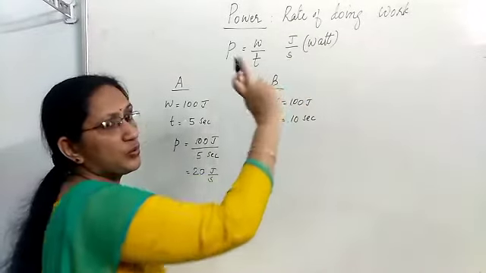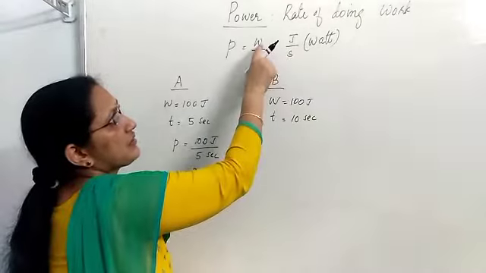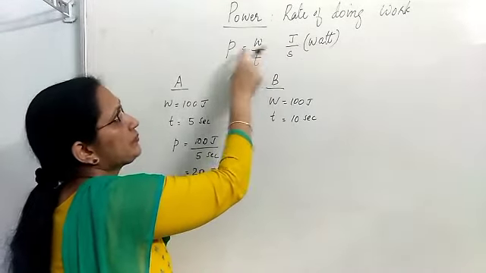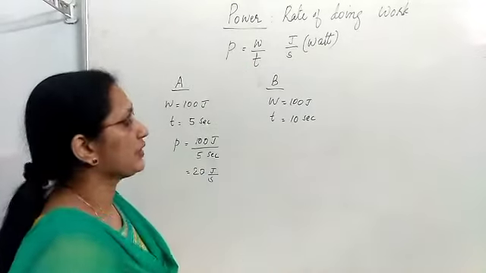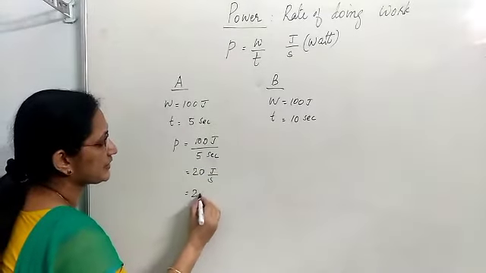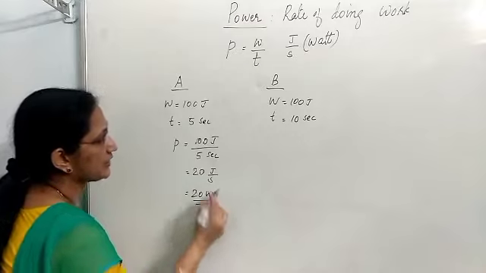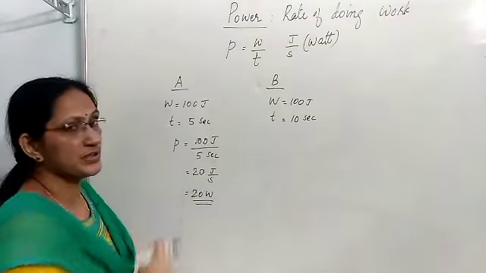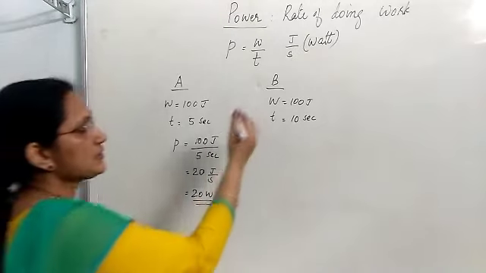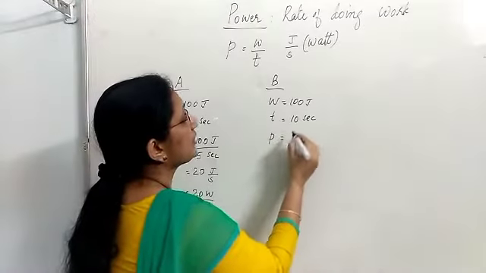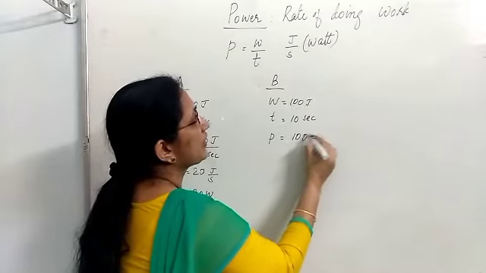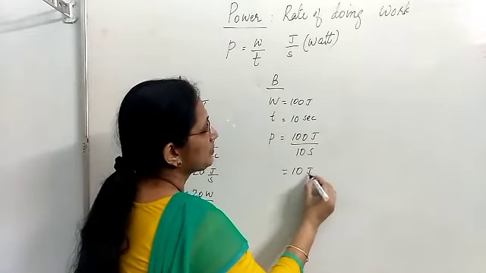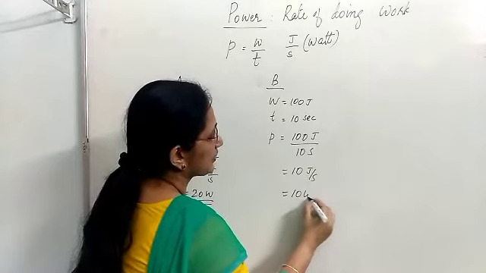And the definition of 1 watt you can give like this. When a work of 1 Joule is done in 1 second time, the power is said to be 1 watt. So here Joule per second can be written as watt. So the power of A is 20 Joule per second or 20 watt. Now similarly, let us calculate the power of B. Work upon time, 100 Joule upon 10 seconds, that is 10 Joule per second, that is 10 watt.